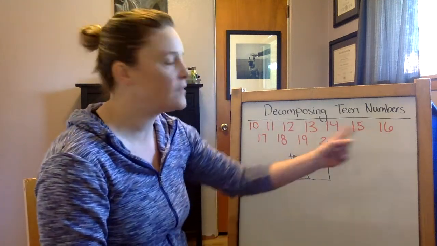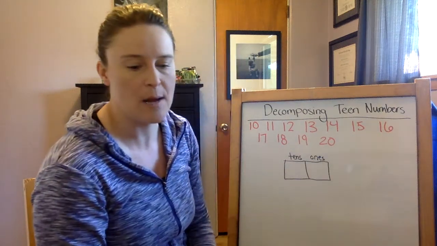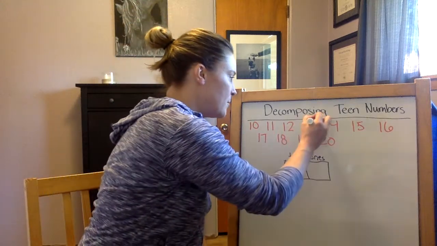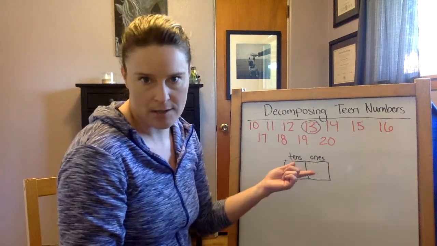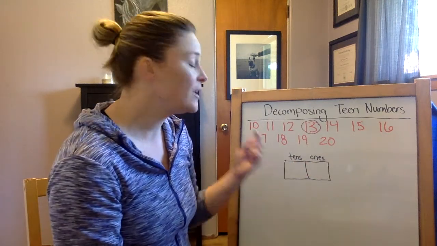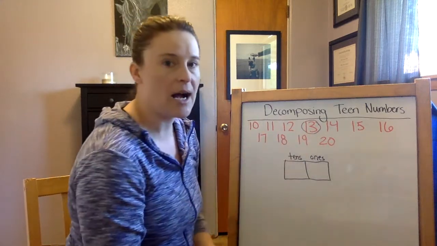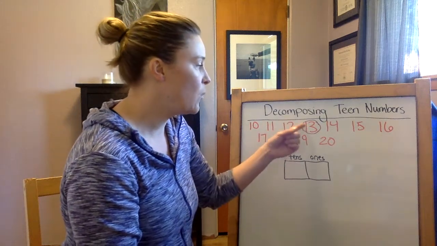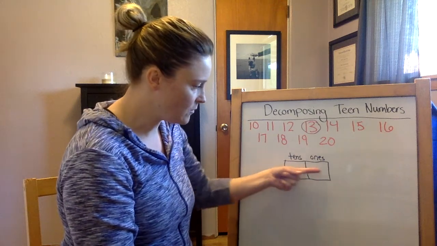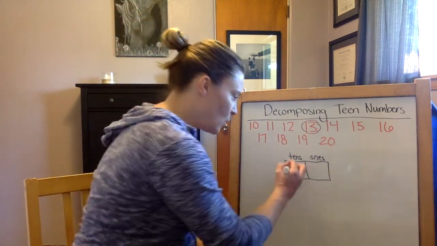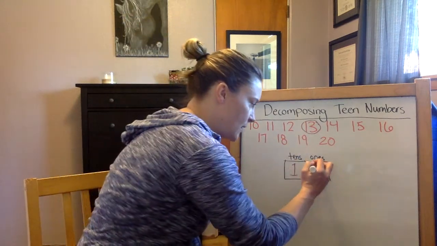Now I'm going to choose one of these teen numbers up here. Let's choose the number 13. That's a good number. So here's the number 13. Now when I look at the number 13, I have to write it in these boxes. I'm only going to put one number in each of these boxes. And I always read going this direction, so when I write my number, I'm going to write it going this way. So I know that this number 1 is going to go in here, and I know that this number 3 is going to go in here.